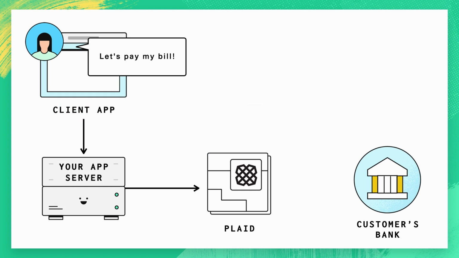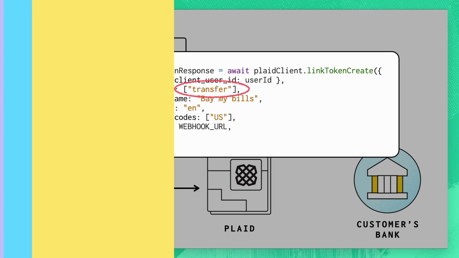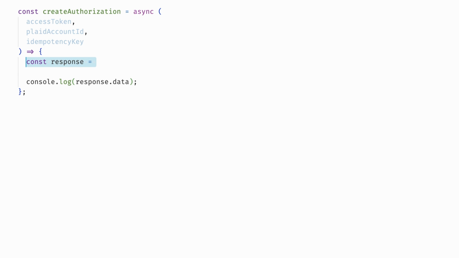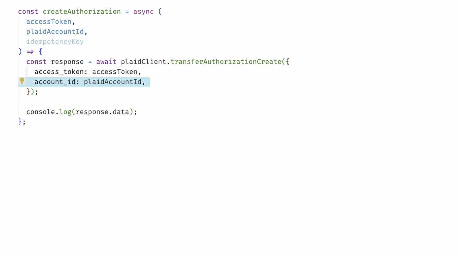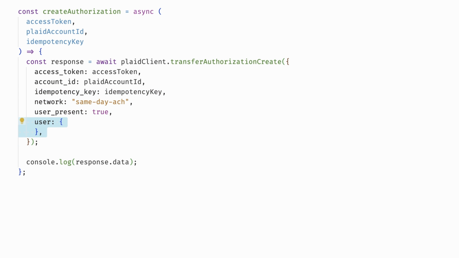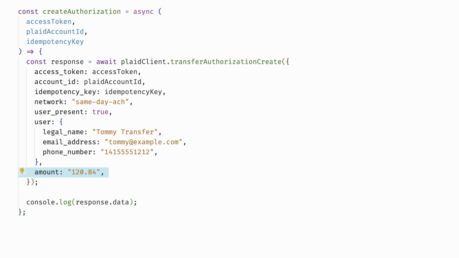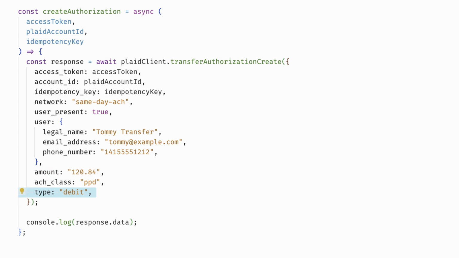So to get started with Transfer, create a link token like normal, and make sure to include Transfer in the products array. Exchange the public token you get back for an access token. When your customer wants to send you money, create a transfer authorization by calling transfer authorization create. Send along the access token, the account ID to use, whether you want to use same-day ACH, and other important information like your user's name, the amount of money to send, and the ACH class code to use. Plaid can help you with this one. Make sure to specify this is a debit payment, which means the money is coming out of the user's account.